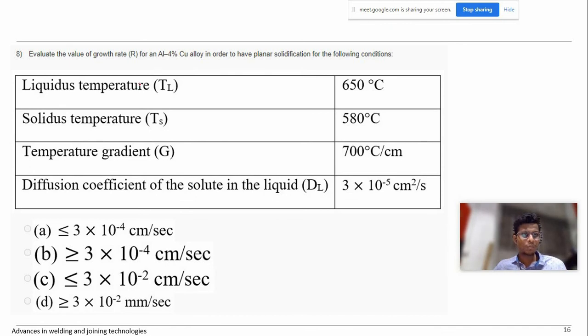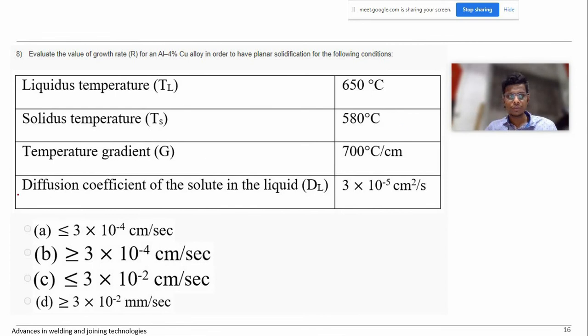In the next question, evaluate the value of growth rate R for a given aluminum-copper alloy in order to have planar solidification. They have given the liquidus temperature, solidus temperature, temperature gradient, and diffusion coefficient, and they asked us to calculate the growth rate for planar solidification. So we need to know the condition for planar solidification.